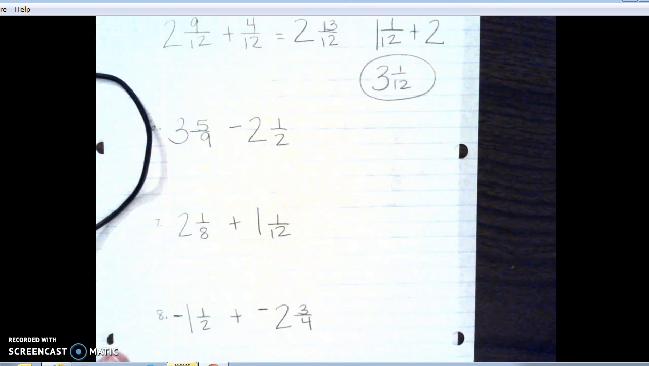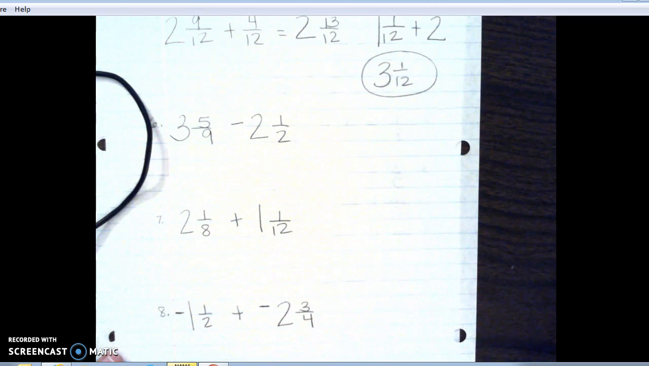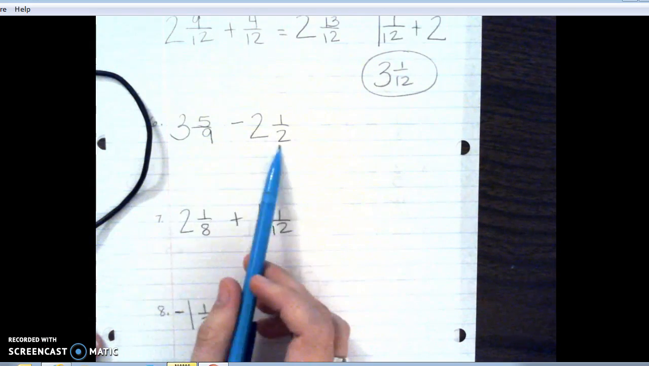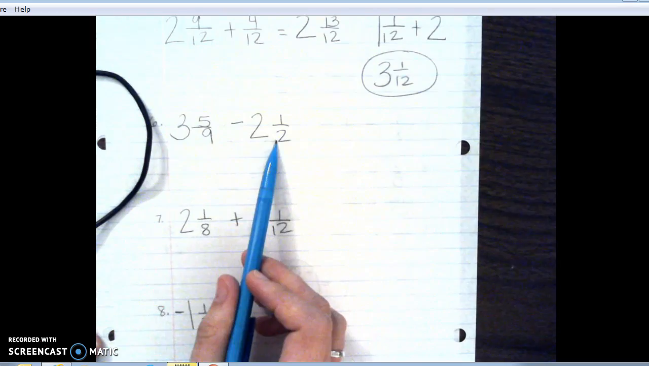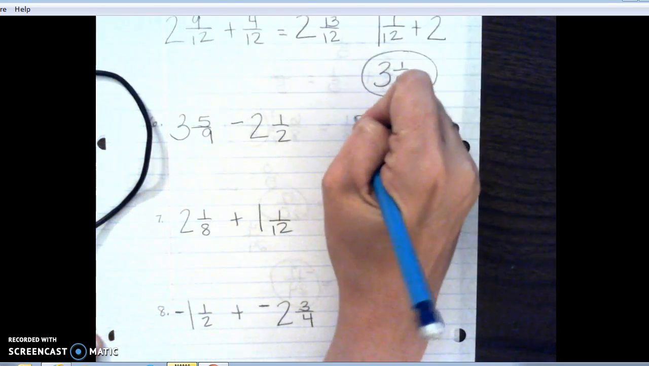Okay, so once you have these copied down, pause the video, try them first so you can make your mistakes if you're going to make them, and then unpause to check. So on number 6, you should have first changed the denominators. So the lowest common denominator between 9 and 2 is going to be 18.